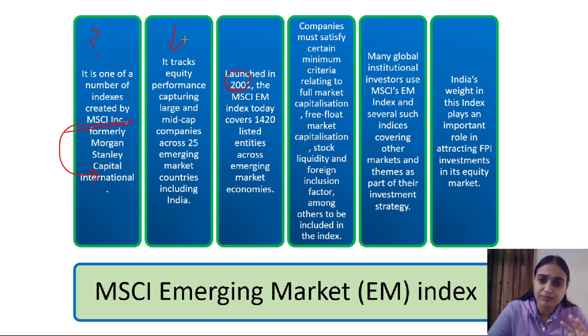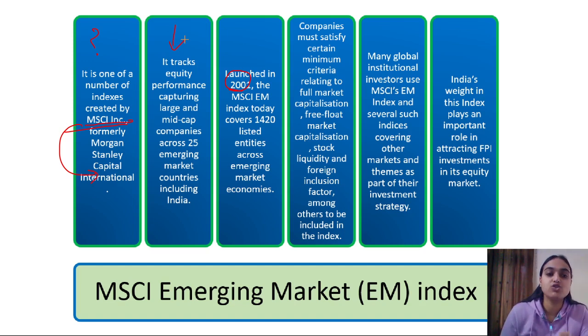Okay, so that criteria is there, and this index is used by various global investors when they make their investment strategy. So index plays a really very important role in making an investment. Through an index we can track the position of any market, how it is doing. Then various index linked products are there in which we can invest. So many global investors use various types of indices, and MSCI EM is one such index.